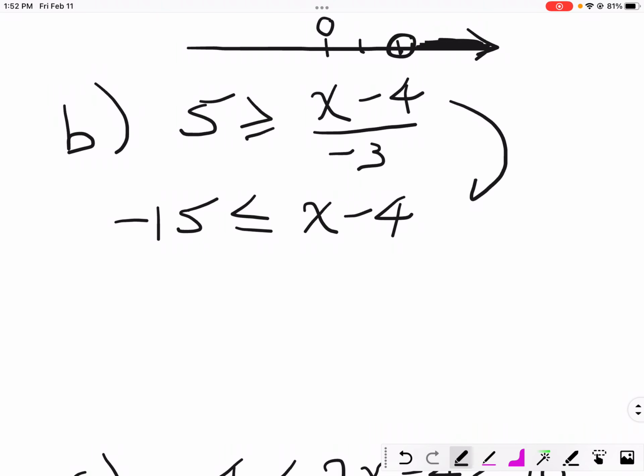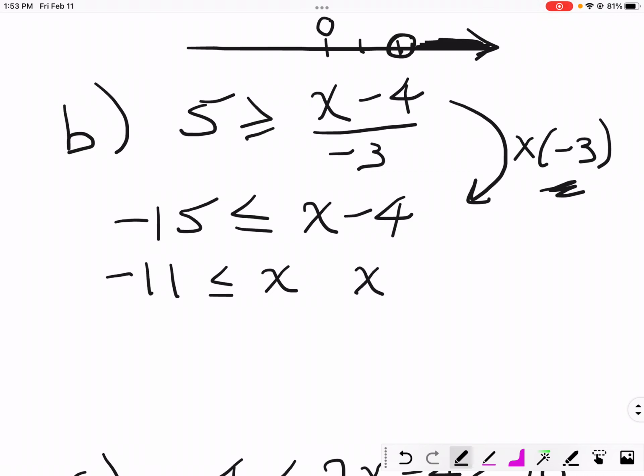And again, going from here to here, I multiplied by -3. That's a problem. Now we are going to add 4 to both sides. Watch your integers. And I'm going to write x is greater than or equal to -11. And I could graph this. It would look pretty much like the one above it, except it would be a closed circle because it's greater than or equal to.